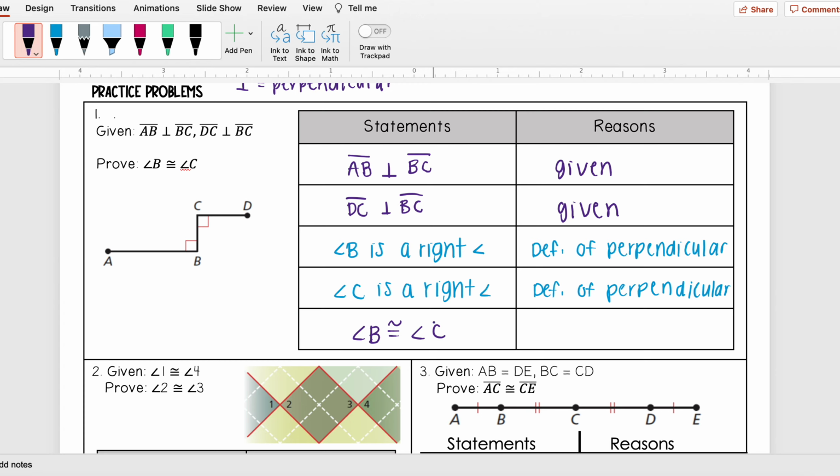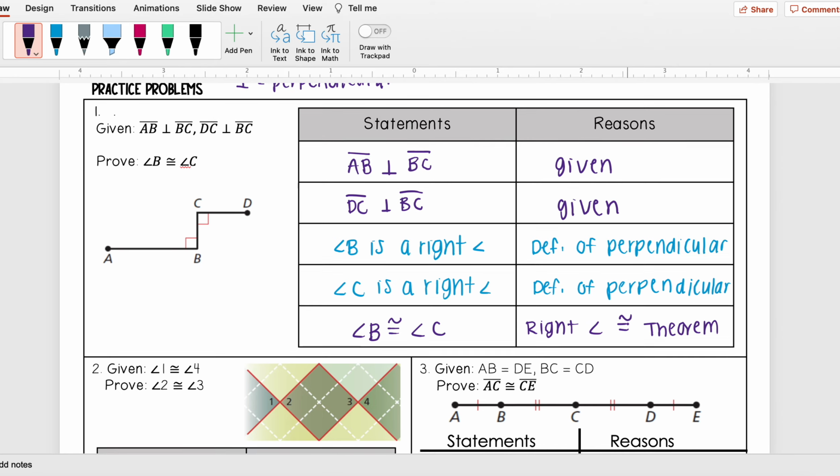Okay, and then I'm able to say after that angle B is congruent to angle C. Why am I able to say that? Well, if you recall from our last lesson, we learned that if two angles are right angles, we can then say that they're congruent to each other, and that was my right angle congruence theorem. And I do a lot of shorthand here just to fill everything out, but that just says right angle congruence theorem.